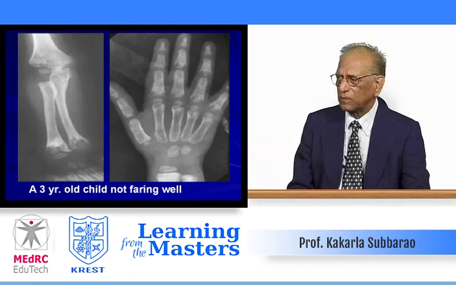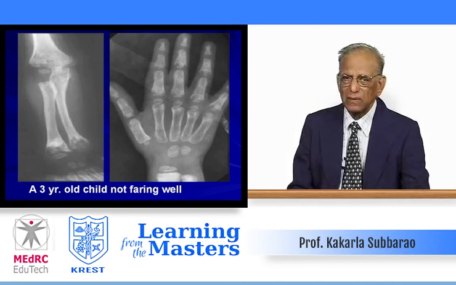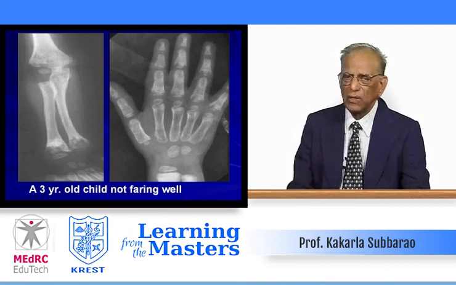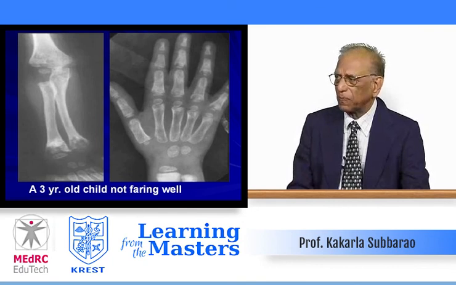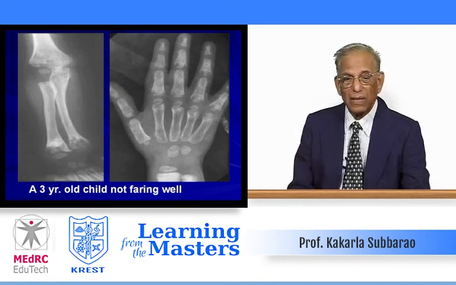A three-year-old child comes and the parent says the child is not doing well. And look at the forearm bones and wrist bones, particularly the forearm bones are shorter. Not only that, the metaphyseal cupping is not the usual smooth cupping that you get in rickets, but there is this looseness extending to the metaphyses also. And then in the hand bones, the metacarpals and phalanges also show some sort of cupping and irregularity.